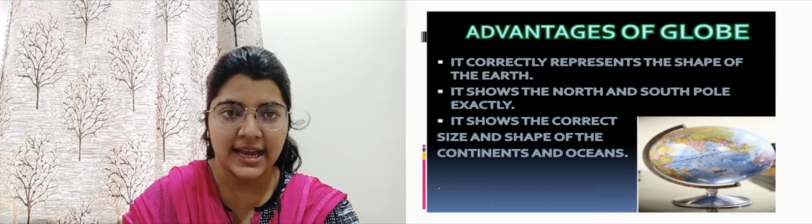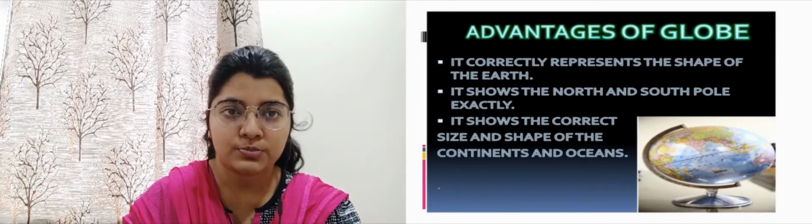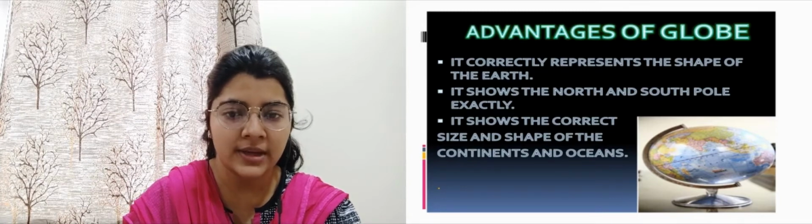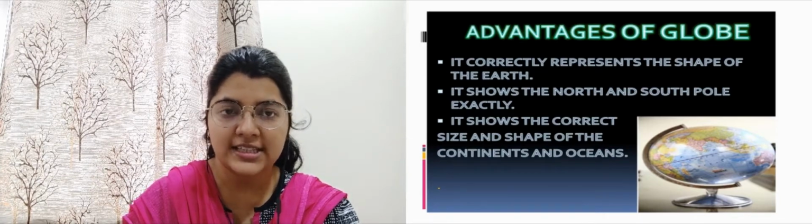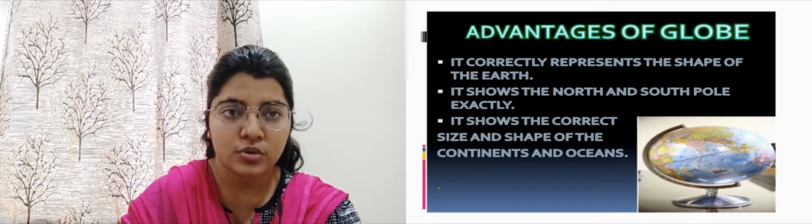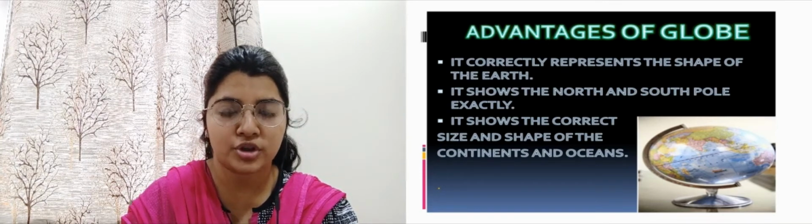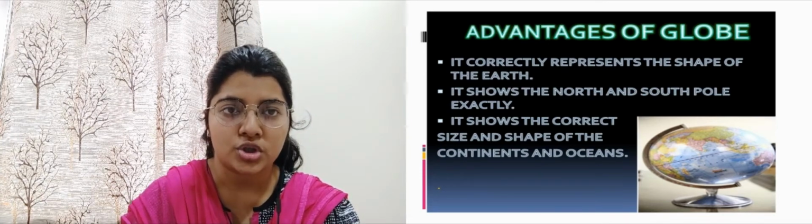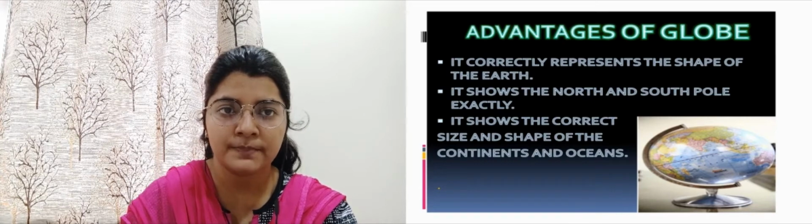Then it shows exactly the north and south pole, the way they are. It shows the correct size and shape of the continents and oceans. So this is what the globe is doing. These were the advantages of the globe.